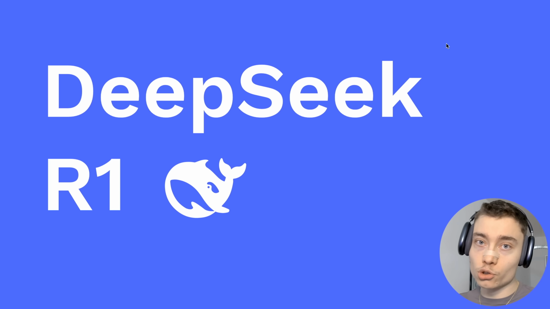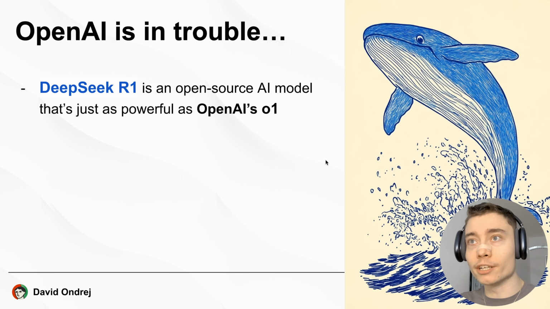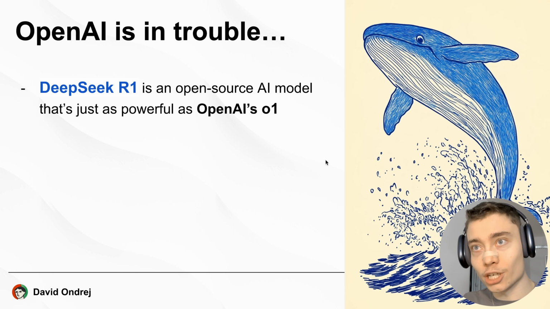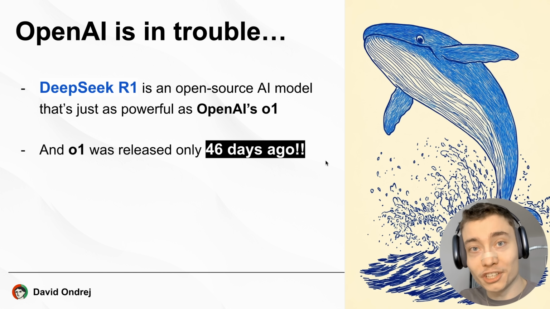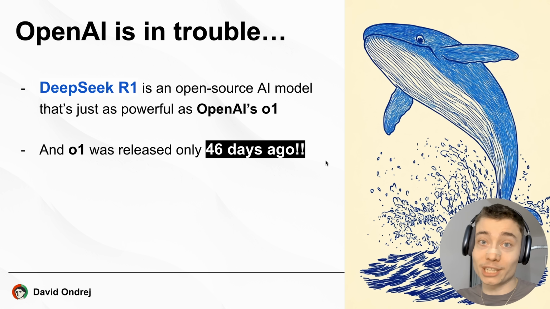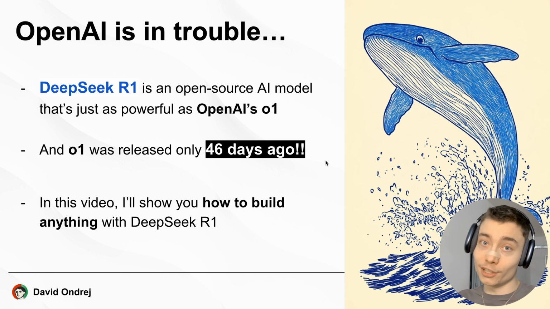My name is Ondrej, and here is how to build anything with DeepSeek R1. Now, OpenAI is in trouble because DeepSeek R1 is an open source AI model that's just as powerful as O1. And OpenAI O1 was released only 46 days ago, which means the progress in AI is speeding up fast. So in this video, I'll show you how to build anything with DeepSeek R1, even if you aren't a programmer.